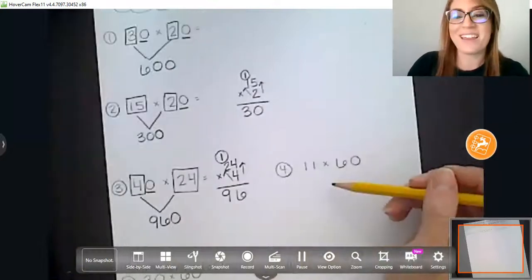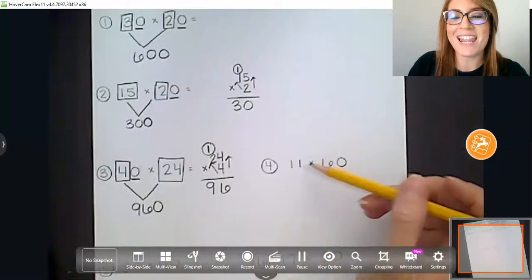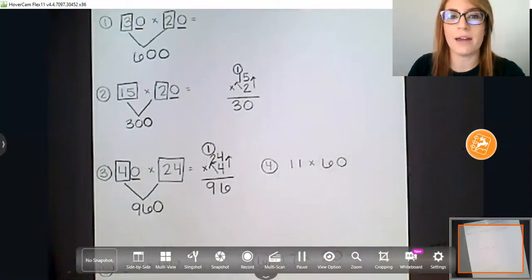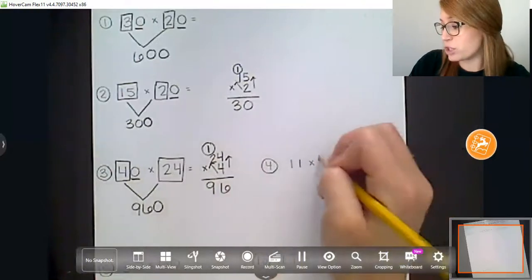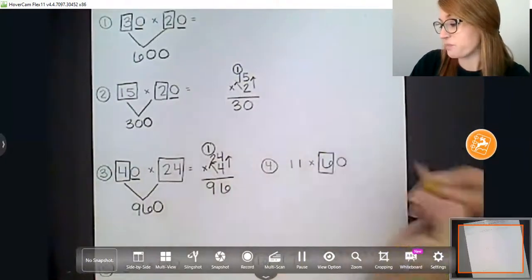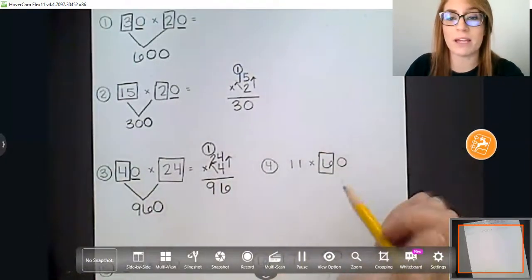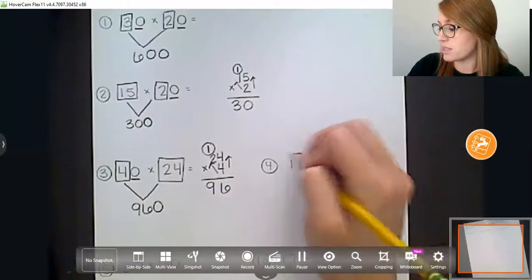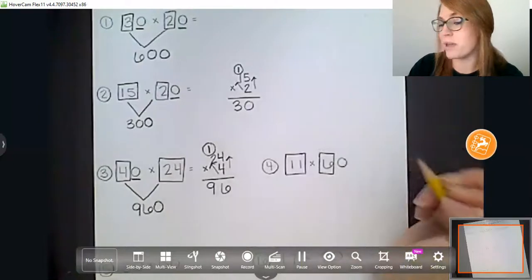All right. Number 4, we've got 11 times 60. What do you see that we can multiply? Okay, yeah, the 6 for sure. We're going to pull that out. And then what else are we going to multiply by? 6 times what? Yeah, I like that idea. 6 times 11 works for me.